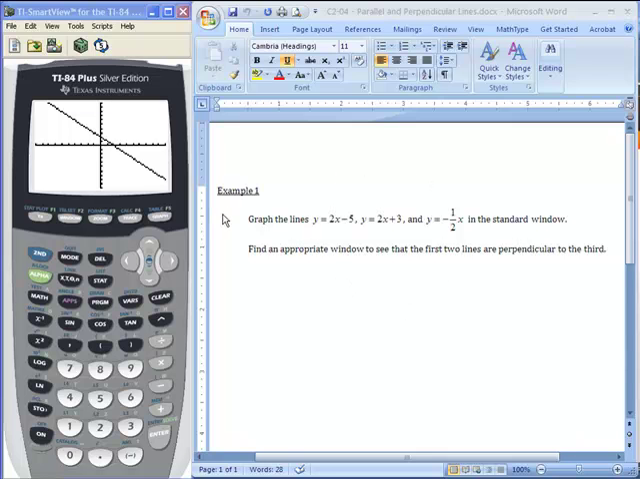So in our example 1, we're asked to graph three lines. y is equal to 2x minus 5, y is equal to 2x plus 3, and y is equal to negative 1/2 x. And we're asked to graph them initially in the standard window. So let's go ahead and do that.